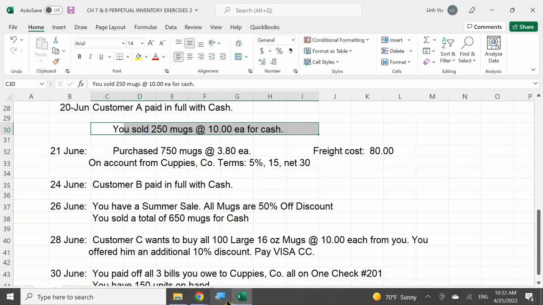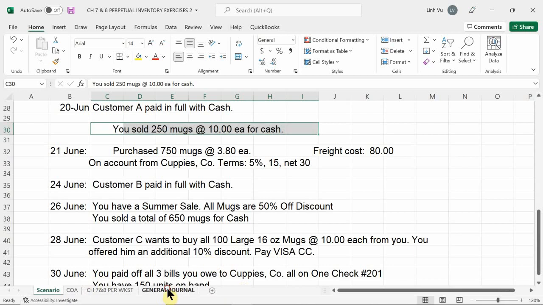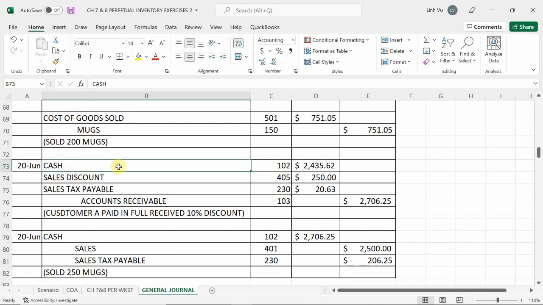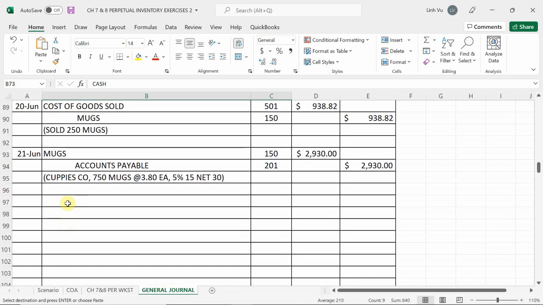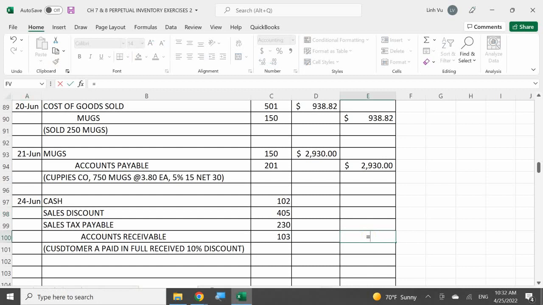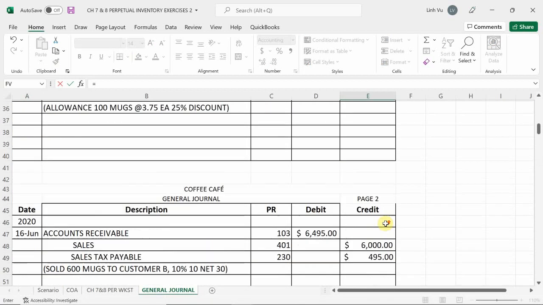Okay. So let's go into my journal to take a look. It's going to be identical to this one, right? We're going to receive cash. There's a sales discount. And we have to give back some sales tax money, and we're reducing the amount that customer B owes me because that's what they're doing. They're paying for what they owe. Now let's first determine the grand total amount that customer B actually owes me.